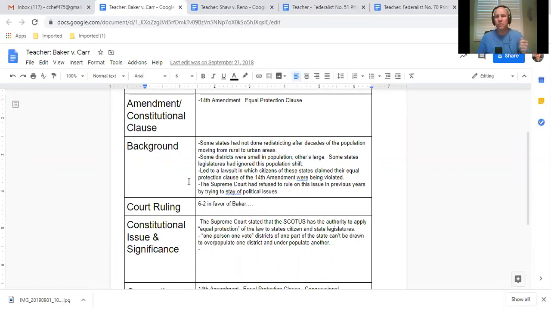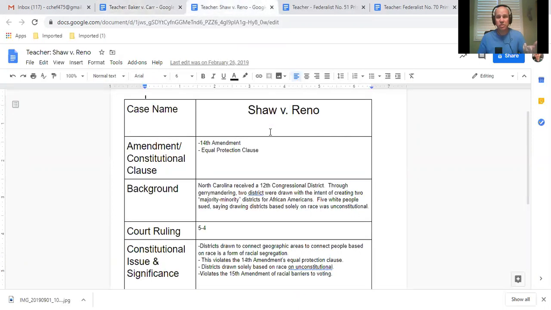Now, who remembers the other court case, just in your head, the other court case that dealt with, if you're going to draw districts, they can't be based off race. You can't do racially gerrymandered districts. You remember that? Okay, remember that's Shaw versus Reno.